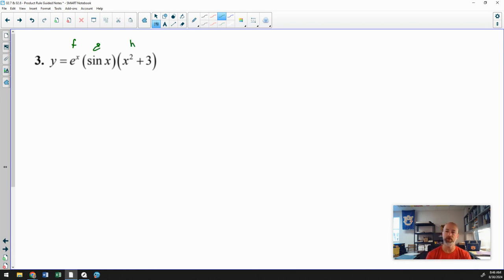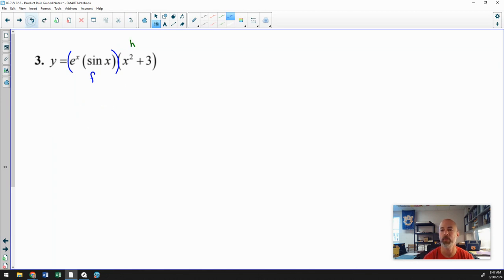One way we could do this, I'm not going to complete this, would be to group e to the x times sine x and call that one big function f. And then this could be one big function g. Then if I do the product rule, when I do f prime times g, well, f prime itself is another product. So we have a product rule inside a product rule, which is one way to do it. However, that is a little bit cumbersome.